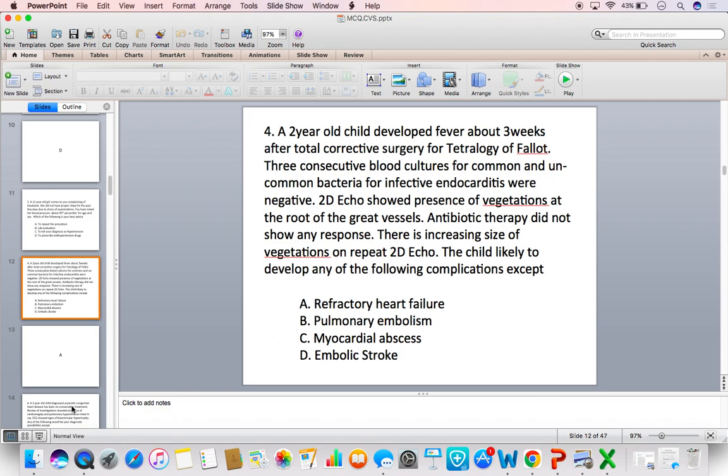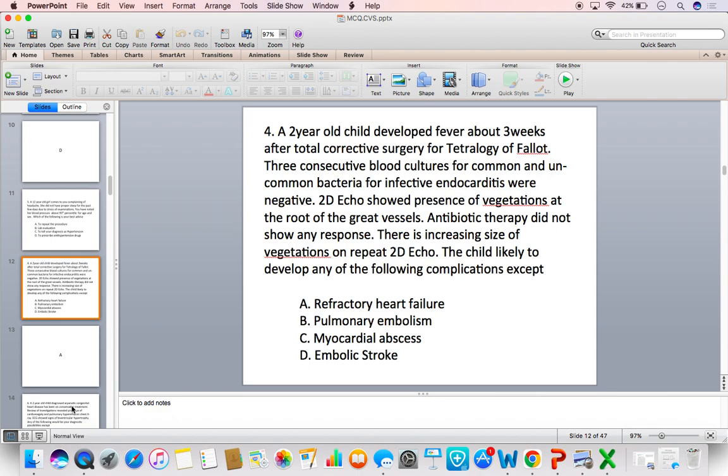well, could you understand the question? The child is post-operative tetralogy of Fallot. That is 3 weeks post-operative. Develops fever. And there are vegetations at the base of the great vessels. The great vessels are the arteries emerging from the left ventricle and the right ventricle. That is at the base of the great vessels, means at the base of the pulmonary trunk and the base of the aorta.